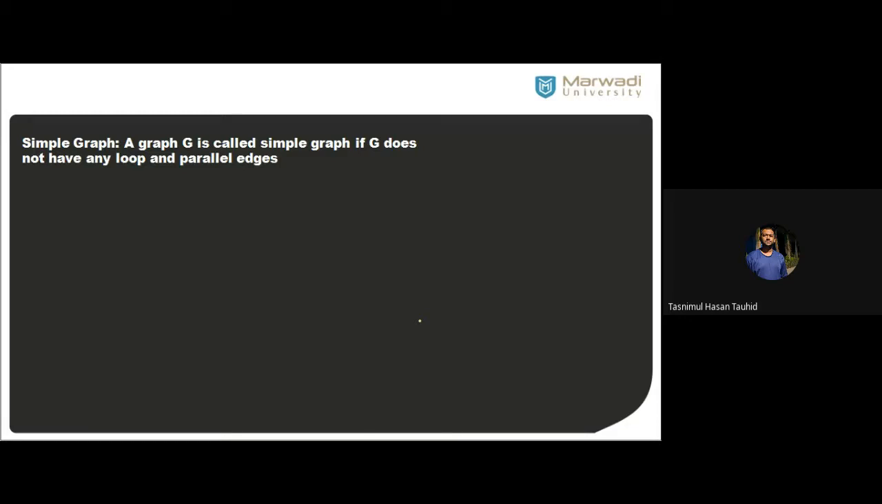A graph which has no parallel edges and no self loop. What are parallel edges? Stand up and stay there until you say the answer. What are parallel edges?